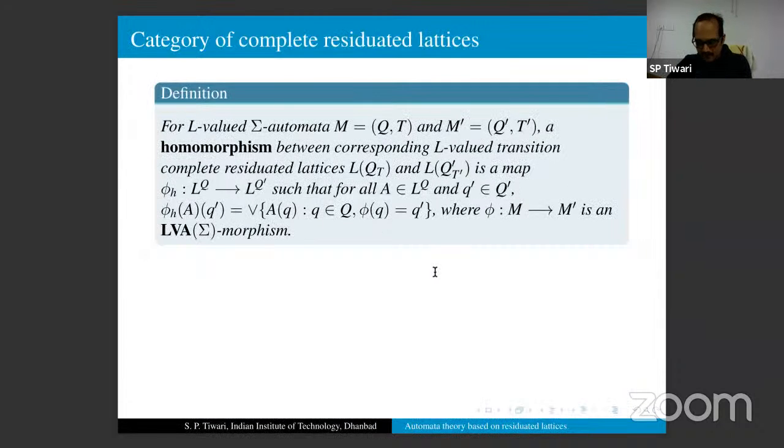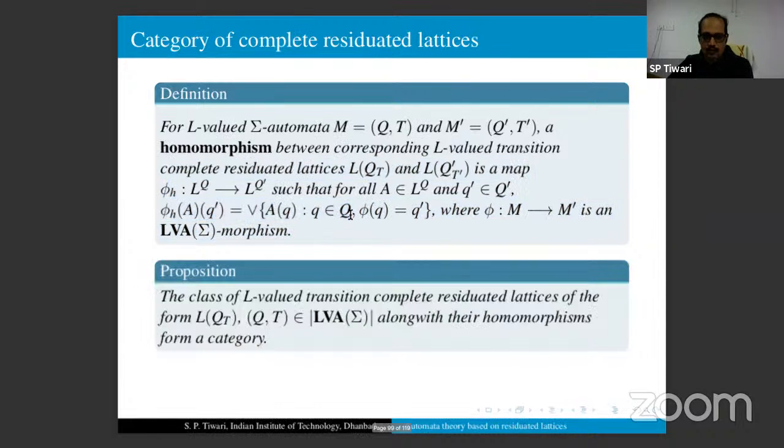And for such construction, the homomorphisms, this is the typical abstraction here. How to define homomorphism between such constructed residuated lattices? So this type of map are homomorphisms, and if they are homomorphisms, then such types of complete residuated lattices also form a category.